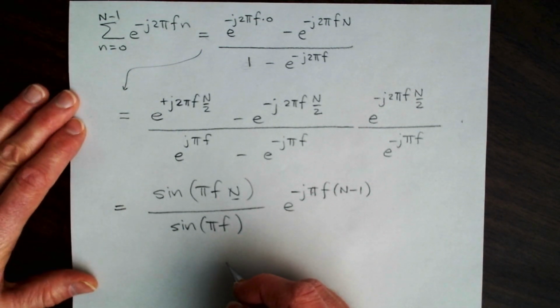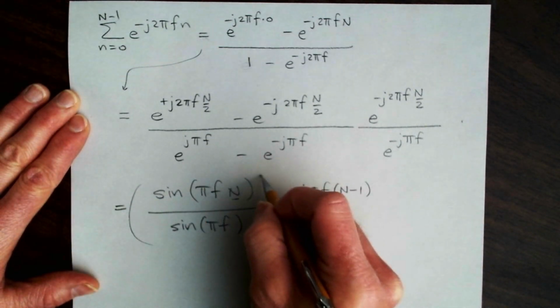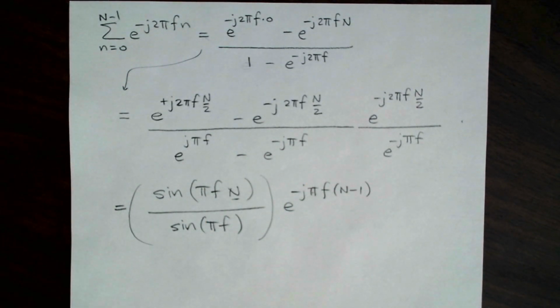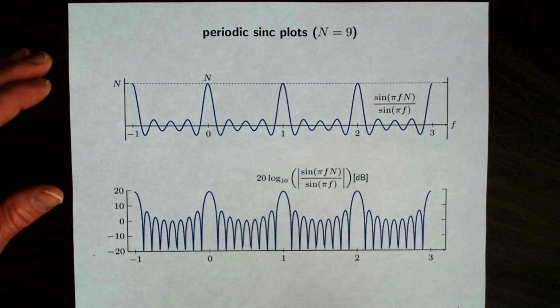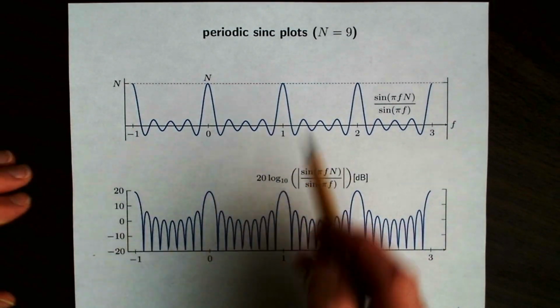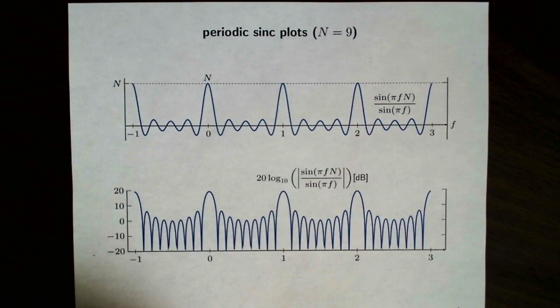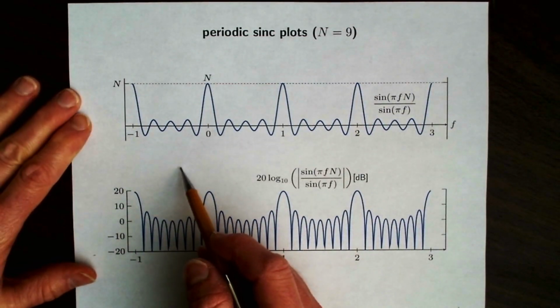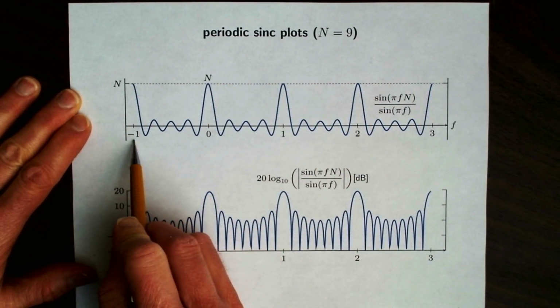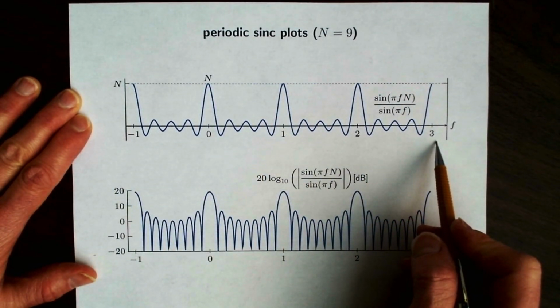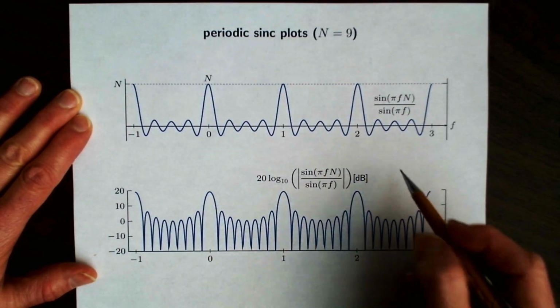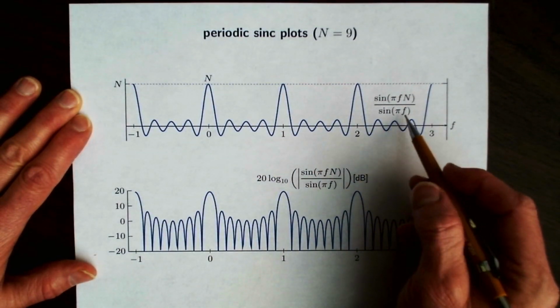On the next page, I'm going to show you a plot just of this envelope, or this main periodic sinc function, just without the complex phase. And here I've plotted this for the special case when n is equal to 9. I've plotted this, first of all, over the interval from -1 to 3. So we should see 4 periods of this periodic sinc function, and in fact we do see that. I claimed that it had a period of 1, and it does.